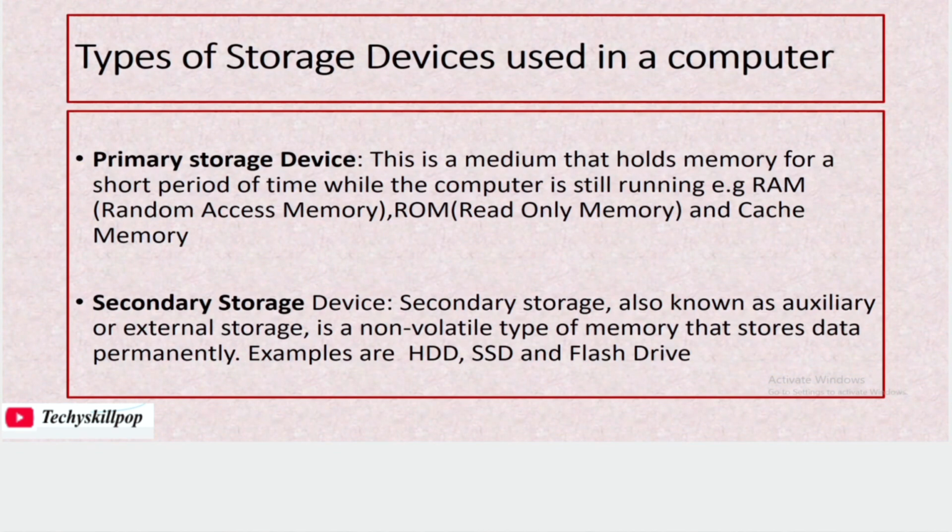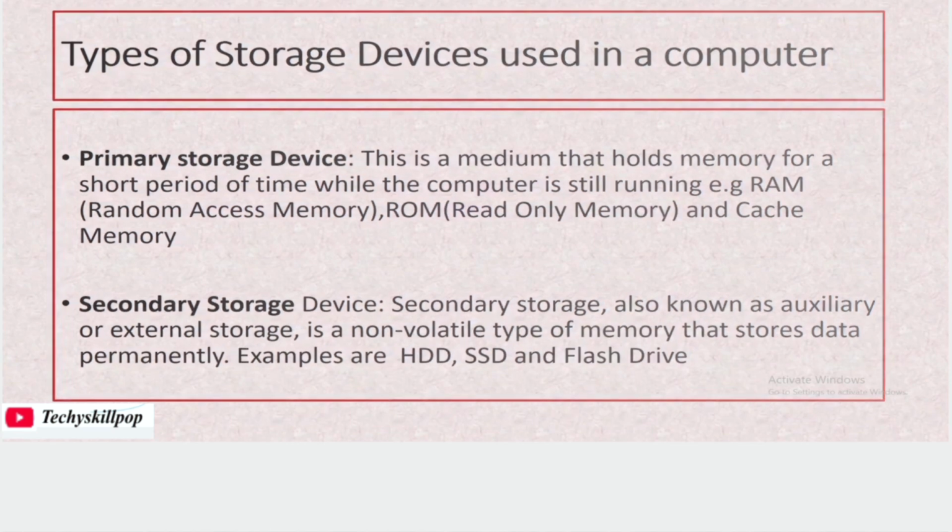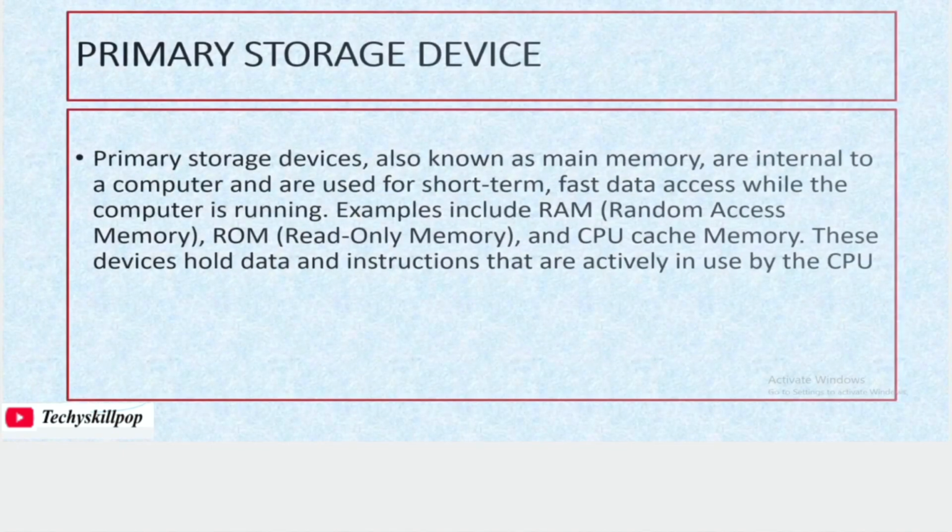Primary storage devices. This is a medium that holds memory for a short period of time while the computer is still running, e.g. RAM, ROM, and the cache memory. Secondary storage device. Secondary storage device, also known as auxiliary or external storage, is a non-volatile memory that stores data permanently. Examples are HDD, SSD, and flash drive.